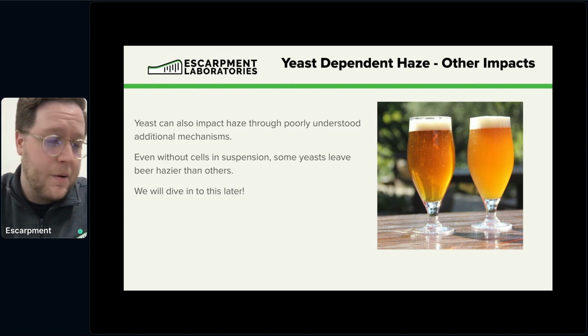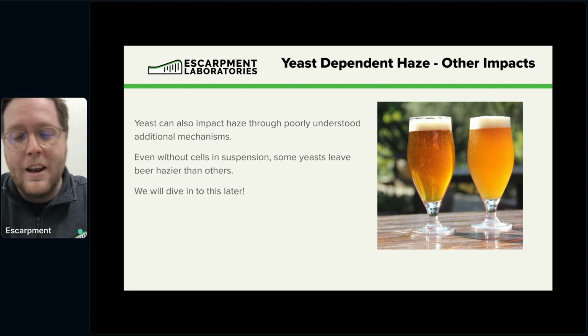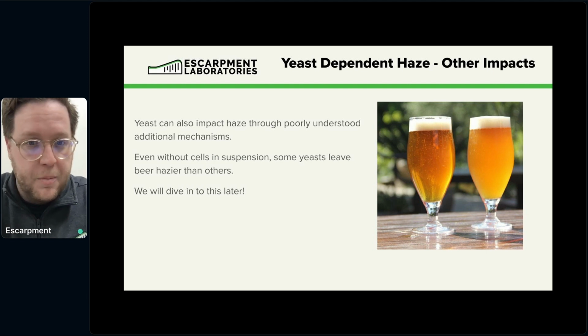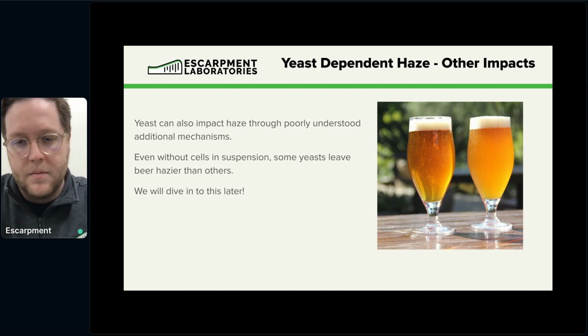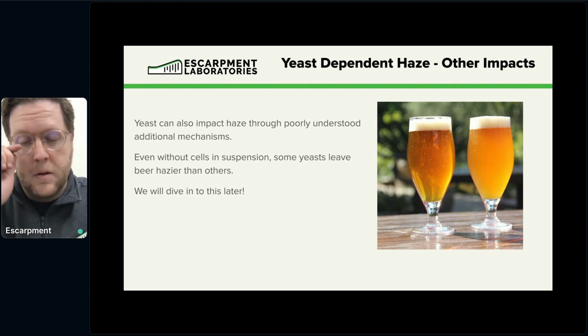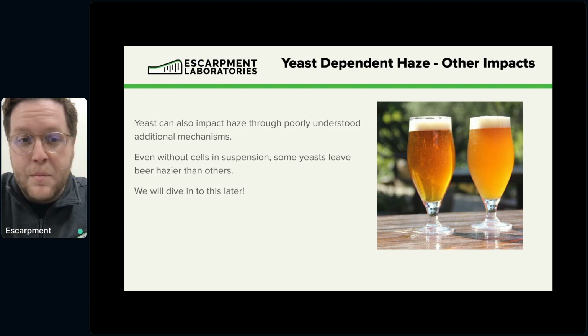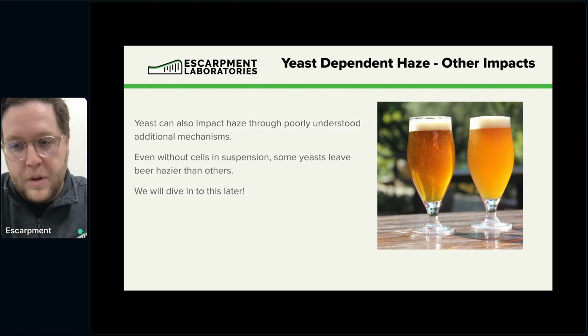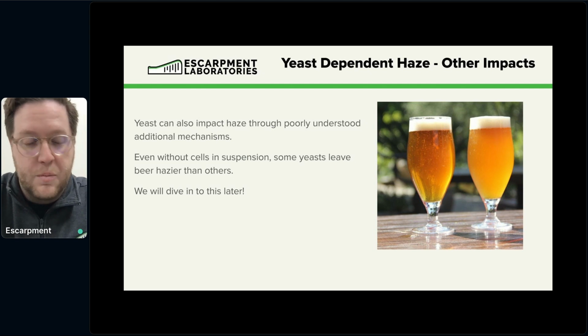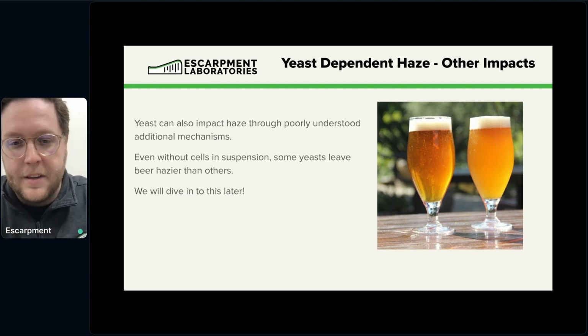The haze that we're desiring from a yeast in a hazy IPA isn't typically, or ideally, a result of that yeast actually still being in the beer. It's just a result of byproducts produced by that yeast. And vice versa, if we have a beer that we want to be clear and it's unexpectedly hazy, that may also be the result of something produced or not produced by the yeast. So it's important to keep in mind that, regardless of the cells, yeast can have a pretty profound impact on the haziness of a beer.